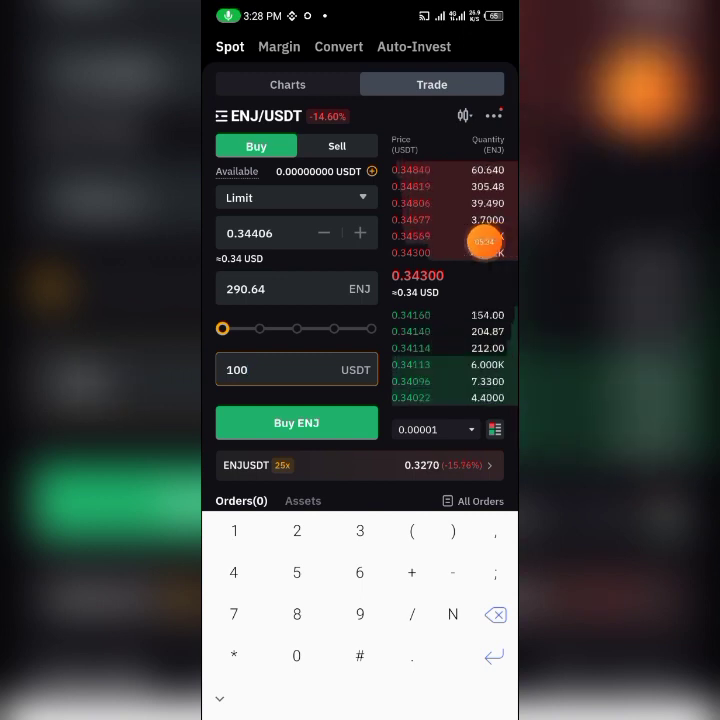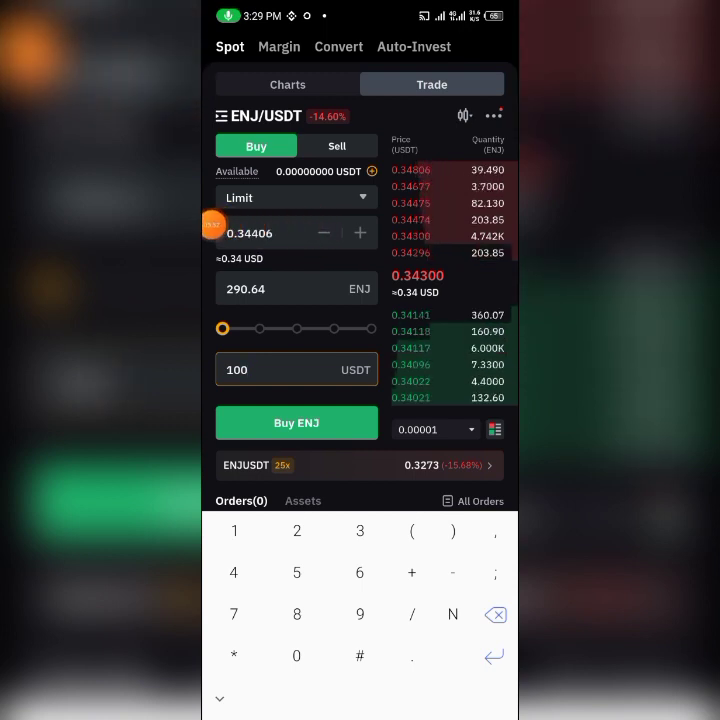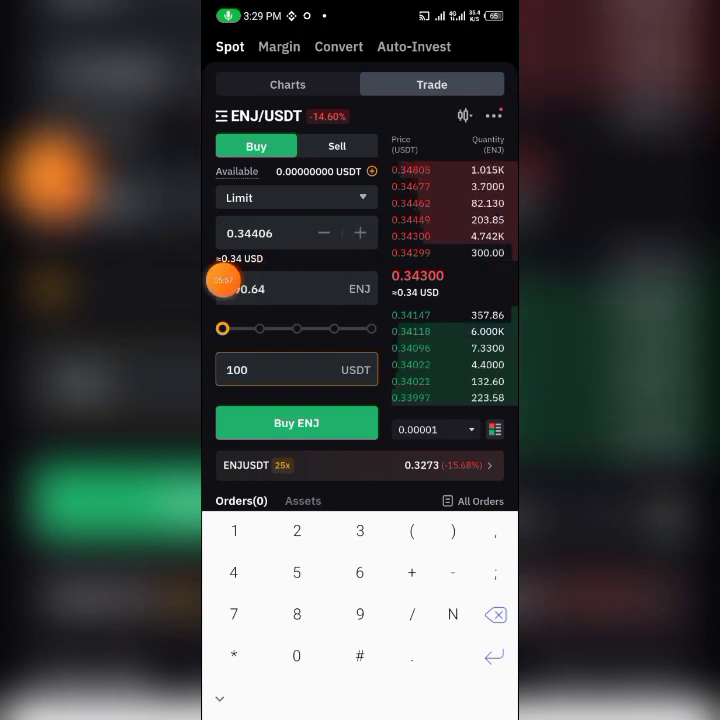Now if you leave it at limit, this limit consists of this plus and minus icon. You can use this minus or plus icon to either reduce or increase the price at which you desire to buy or sell. Now when you click on this minus icon, you will see that the price is reducing.